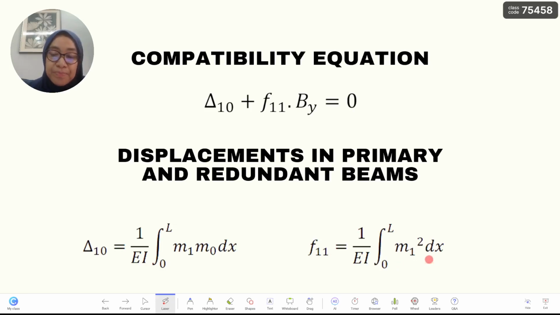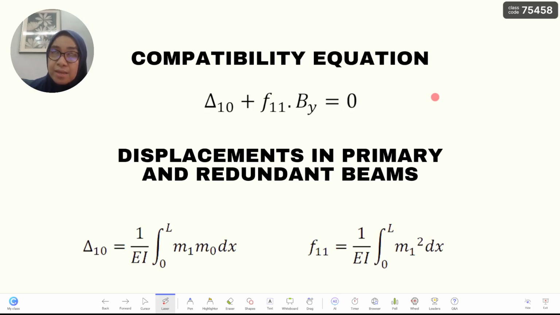M1 square. Okay, so M1, M naught is the symbol for primary structure. M naught is primary structure, and M1 is redundant structure. So label 1 we get from R1. That is why we use M1. Okay, so these are the formulas.